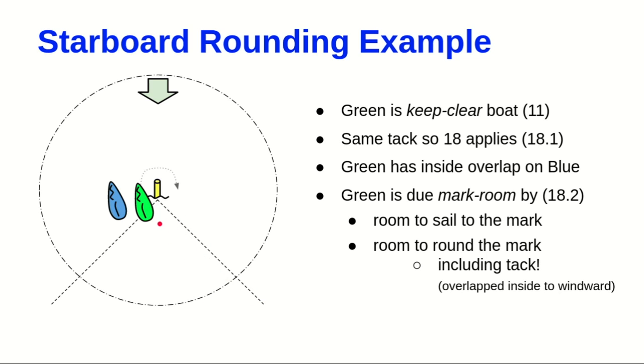She has to allow green to round the mark and to tack at the mark, because mark room includes room to tack if you are overlapped inside windward boat, which green is. So green is allowed to tack and her bum can swing out here, and blue has to give her room to do so, even though she soon will be the tacking boat and must keep clear. So now she's tacking, blue still keeping clear, going round the outside, bearing away.